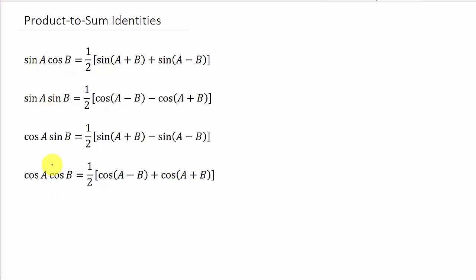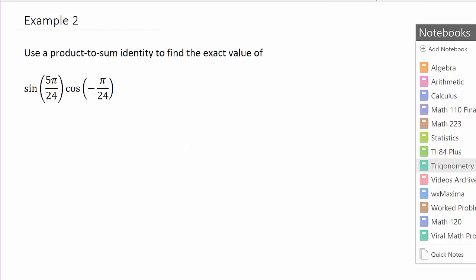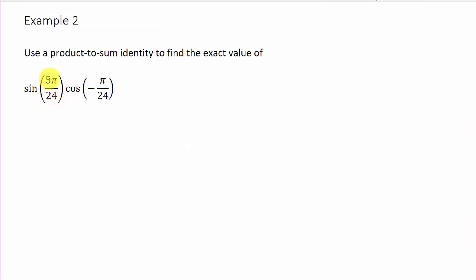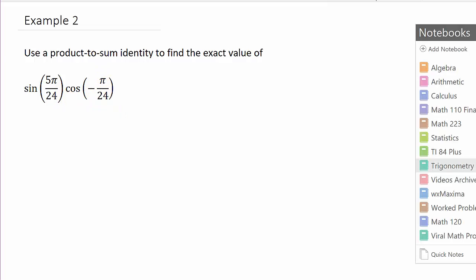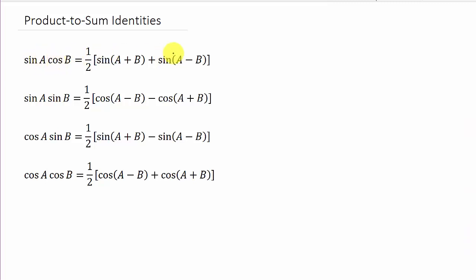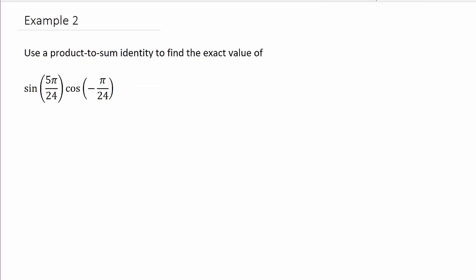Alright, so let's look at our example. We've got sine of 5 pi over 24 times cosine of negative pi over 24. So let's see, we've got this first one here. This is the one we'll be using. Let's come over here and write it down. So I've got sine A cosine B is equal to 1/2, and that's going to be sine of A plus B plus sine of A minus B.